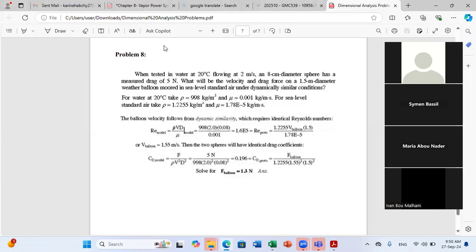Okay, so I will move to problem 8. When tested in water at 20 degrees flowing at 2 meters per second, an 8 centimeter diameter sphere has a measured drag of 5 Newton. So here we can start to put a table with the known values.